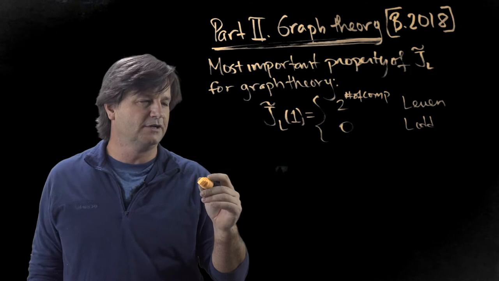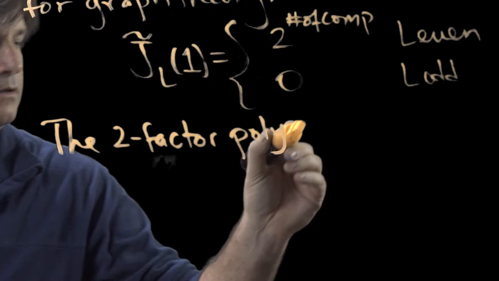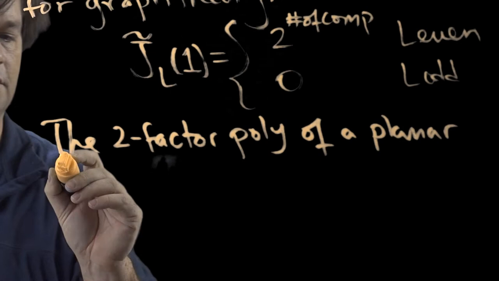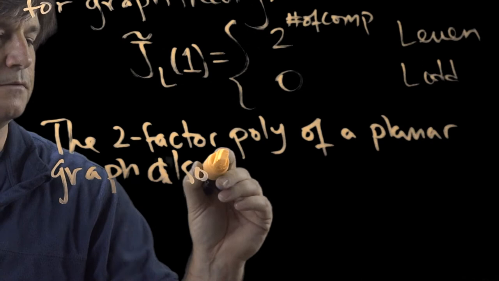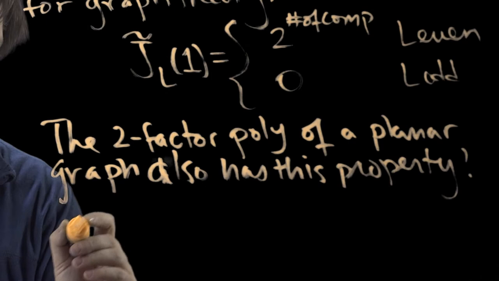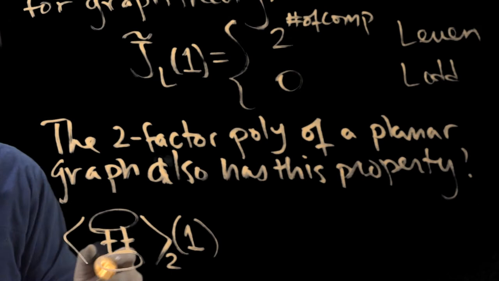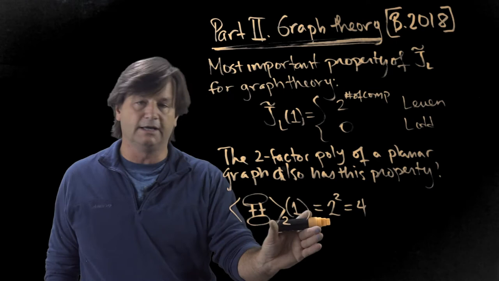So the two-factor polynomial of a planar graph also has this property, and I'll explain what it means. So here's an example of a two-factor polynomial on a planar graph. When you evaluate it at 1, in this case, it's going to be 2 squared or 4. And you don't know why that's the case, but just take it from me for a moment.